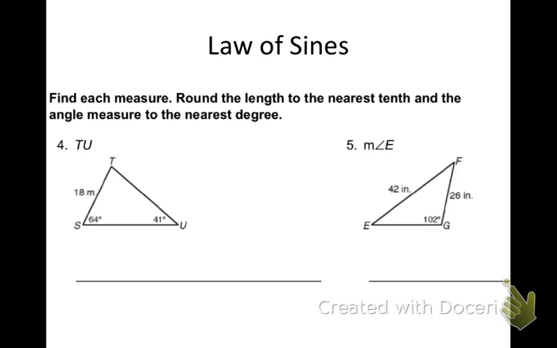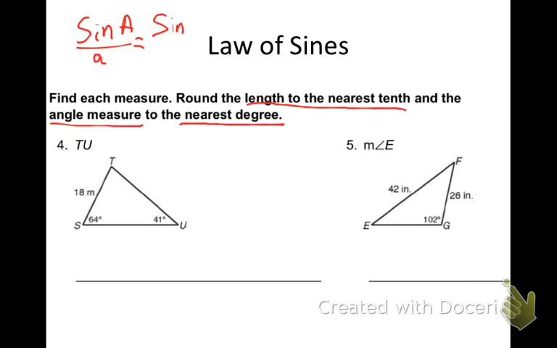So let's use this information and the law of sines to solve for the missing side lengths and angles. Find each measure, round the length to the nearest tenth and the angle measure to the nearest degree. Alright, so number 4. Remember, law of sines is the sine of A over a equals the sine of B over b. Again, sine of an angle over the opposite side is equal to the sine of another angle over the opposite side. So, who thinks they can set this up correctly for me?